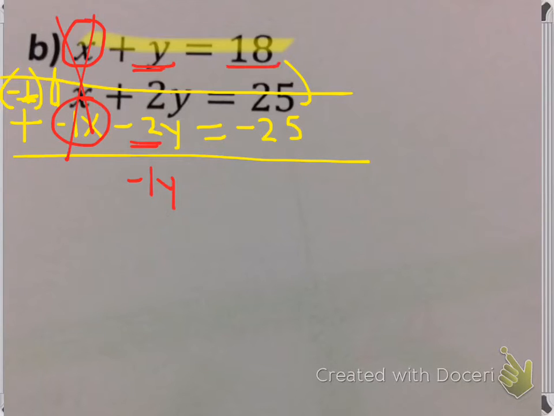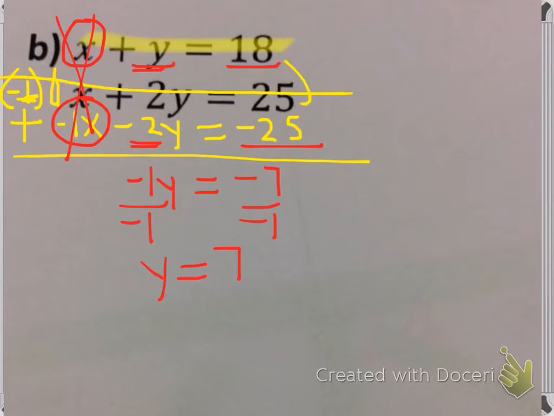And I have 18 minus 25, which would be a negative 7. Now this is really easy to solve from here because all I have to do is get rid of the -1 on the y, and I get y equals +7.